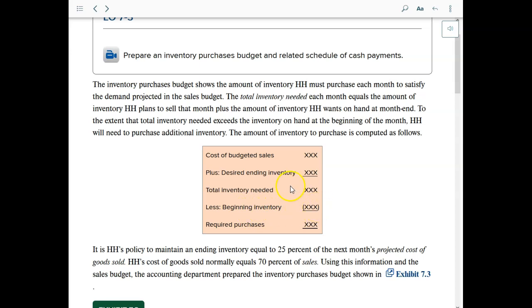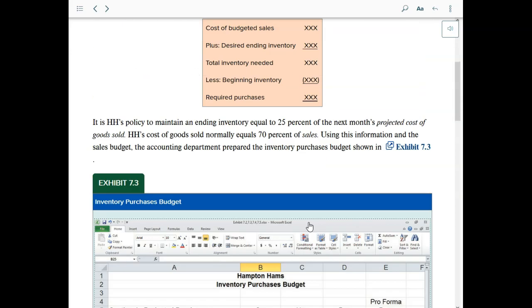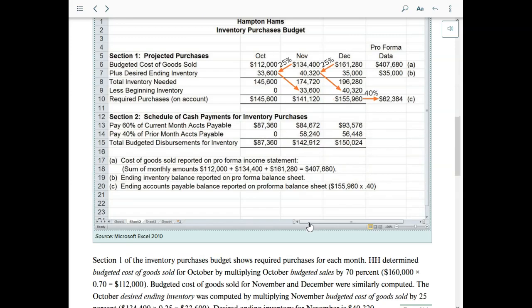Let's cover this again. We need to buy enough inventory this month to cover this month's sales, and have some inventory left over. That's a subtotal. That's what we totally need this month. But if we start the month off with some inventory, subtract that out, that gives us how much we need to buy, actually purchase this month. Let's put some numbers to it.